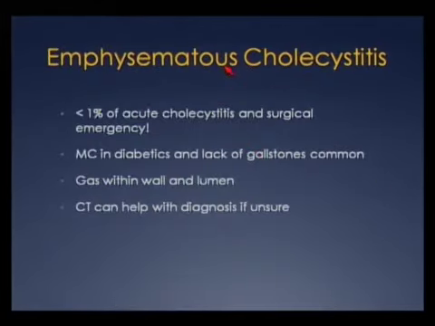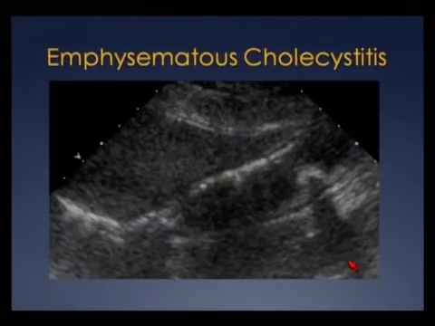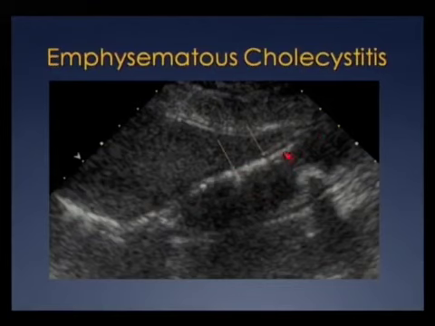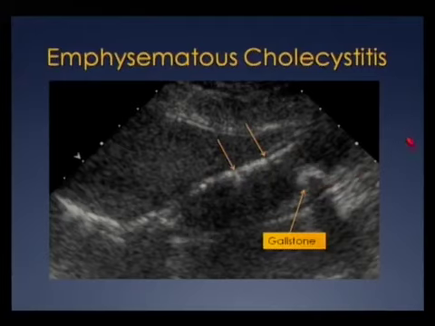Now, emphysematous cholecystitis is a surgical emergency, can be rapidly progressive and fatal, and it usually occurs in diabetics and may occur with acalculous cholecystitis. And we typically see gas within the wall, plus minus the lumen, and CT can help you with the diagnosis if you're unsure. So here's a sagittal image of the gallbladder in which we see sort of echogenic foci all along the wall. There's a little bit of ring down, so you may not be sure, is this air or is this adenomyomatosis? Here we also see a gallstone.